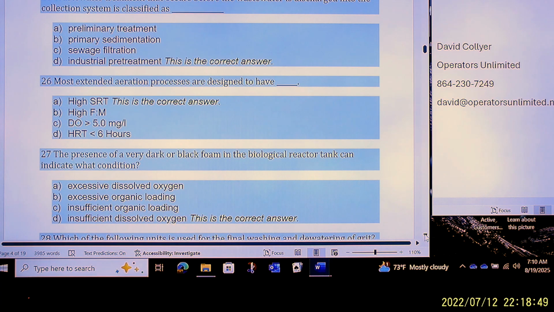Number 25, wastewater treatment that occurs before the wastewater is discharged into the collection system is classified as A, preliminary treatment, B, primary sedimentation, C, sewage filtration, or D, industrial pre-treatment. The answer to 25 is D, industrial pre-treatment.